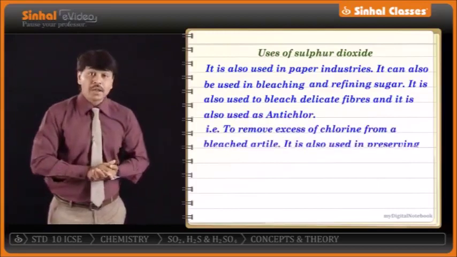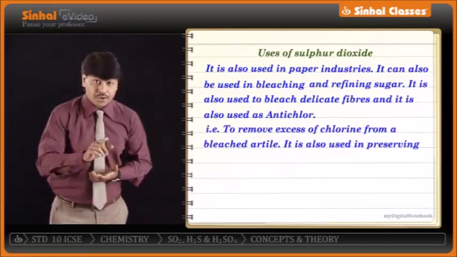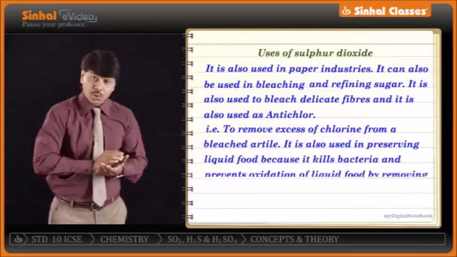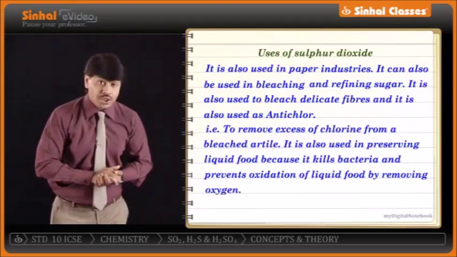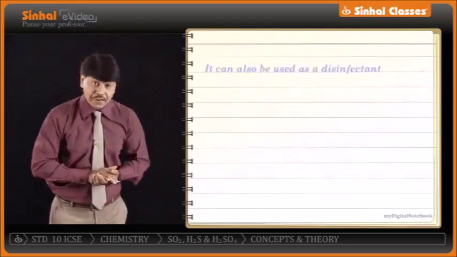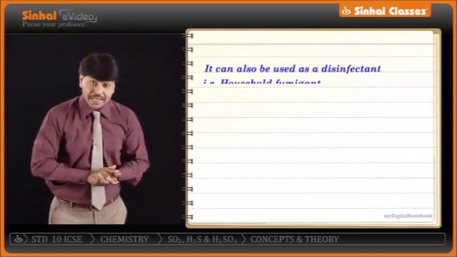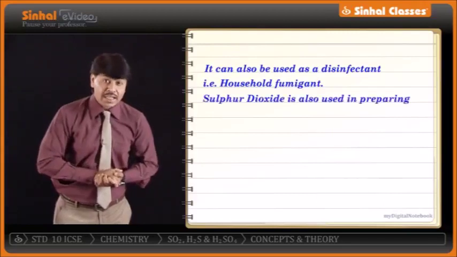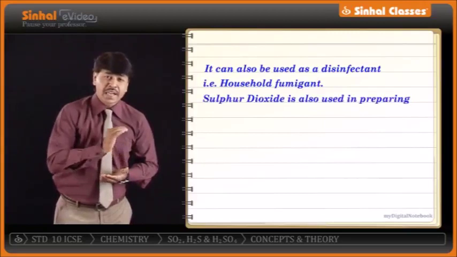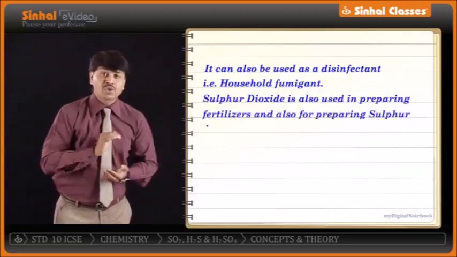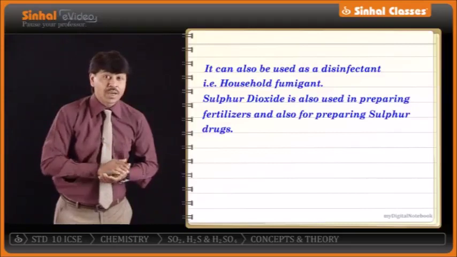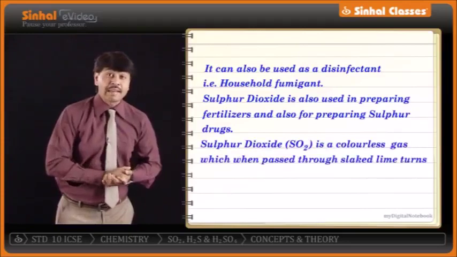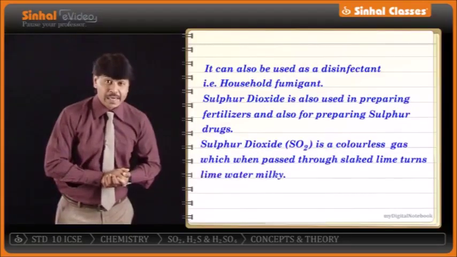It can also be used in preserving liquid food. Reason? It kills bacteria and prevents the oxidation of liquid food by removing oxygen. It can also be used as a disinfectant, that is, a household fumigant. This sulfur dioxide you must have studied in your lower standard. The various applications like using in fertilizer, for preparing so many sulfur drugs, and you must be knowing about SO2, a colorless gas. SO2 gas, when passed through slaked lime, turns lime water milky.